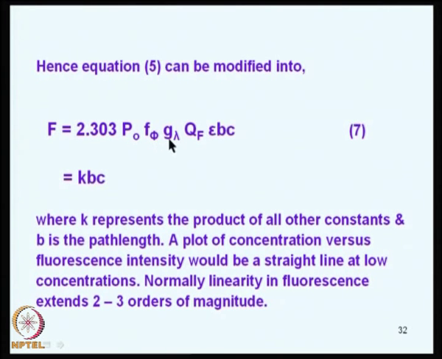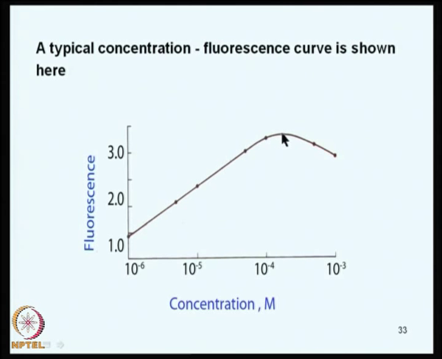We can again modify that equation: 2.303 P0 into fluorescence efficiency multiplied by G(λ) into Q_F into ε b c. We put all the constants into one separate constant, k, so F = k b c, where k represents the product of all other constants, and b is the path length. A plot of fluorescence versus concentration should be a straight line at low concentrations. Normally, linearity is high in fluorescence, and it covers about 2 to 3 orders of magnitude of concentration. If you plot this equation, it would look something like this, and there will be some sort of reversal of fluorescence at higher concentrations.